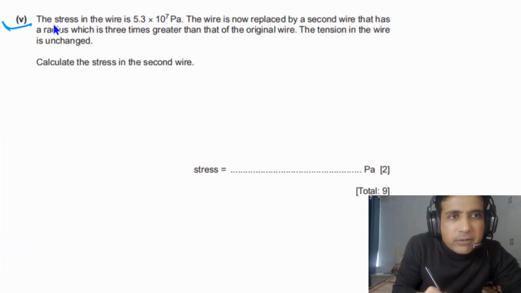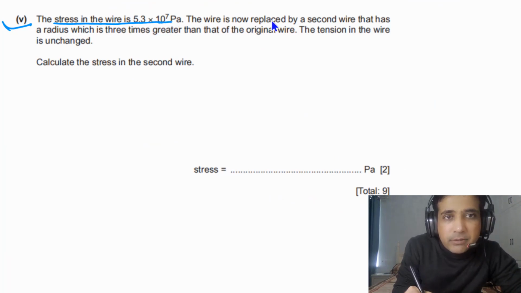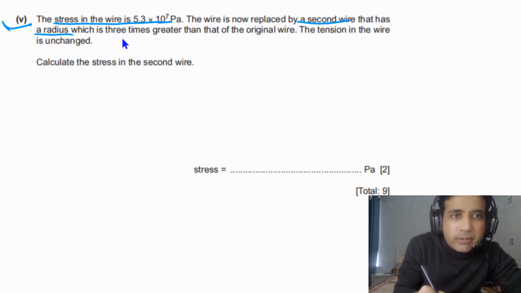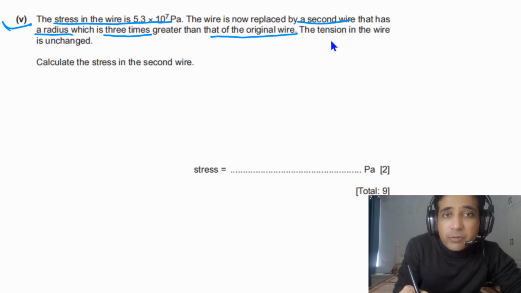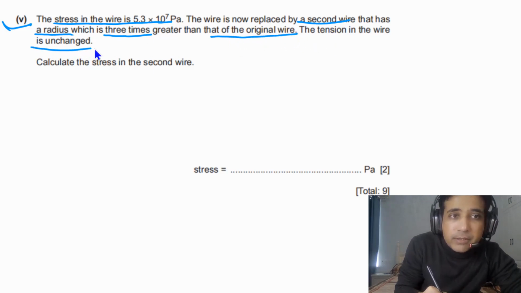For part 5, it is given to us the stress in the wire is 5.3 times 10 to 7 Pascal. The wire is now replaced by a second wire that has a radius that is 3 times greater than that of the original wire. The tension in the wire is unchanged.